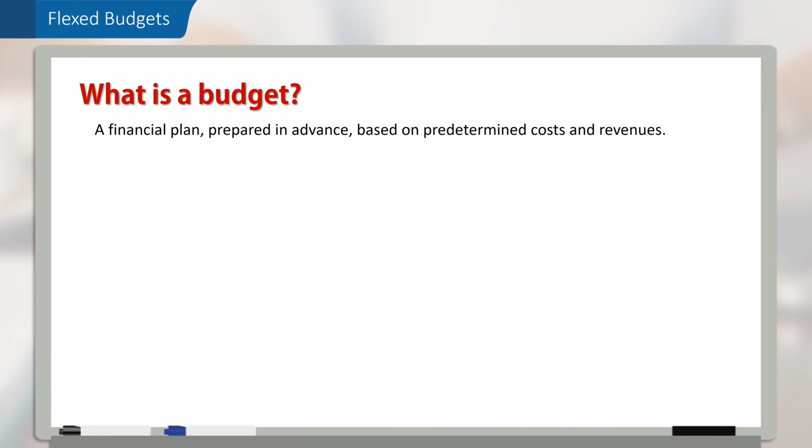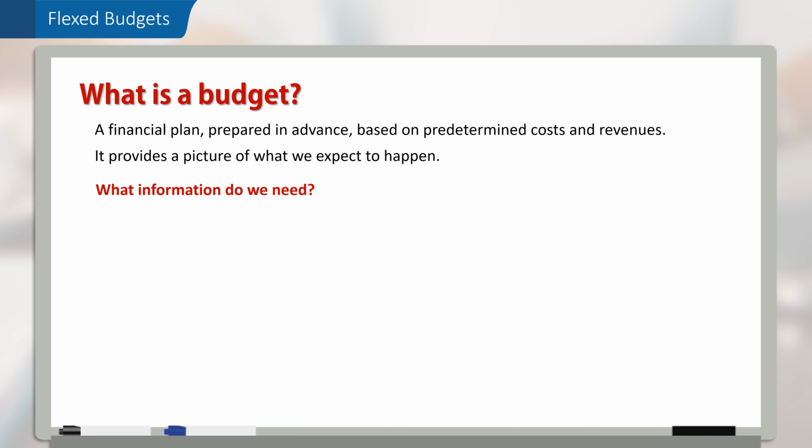So, what is a budget? A budget is simply a financial plan, prepared in advance and based on a wide range of predetermined costs and revenues. So it provides a business with a picture or forecast of what it expects to happen.